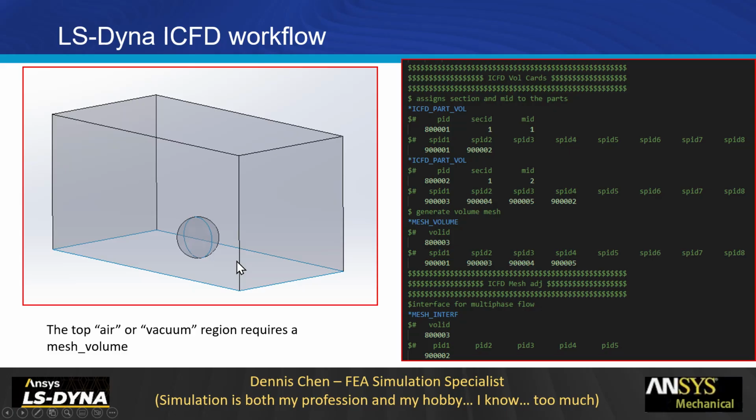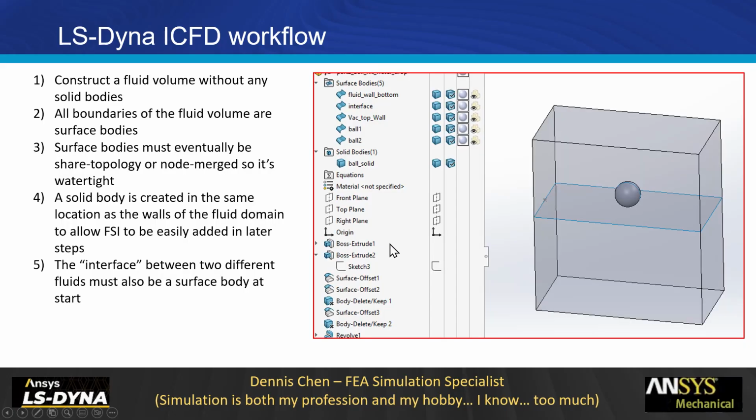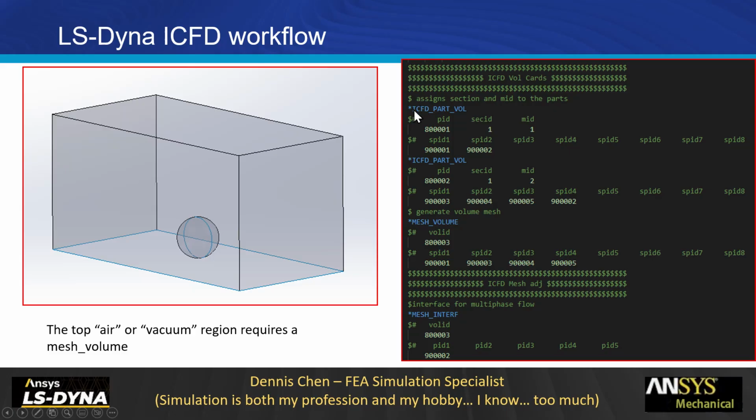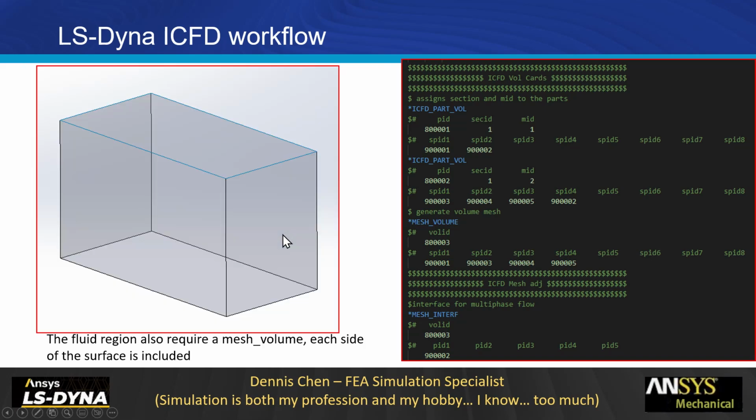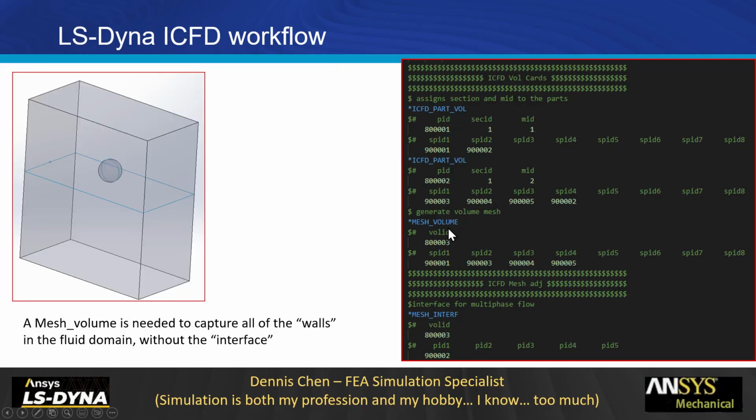The same thing as before, right? We still have the top region, which is the top half, and it's going to be assigned to one part. So you need to do an ICFD part volume for all of the surface that you see here. Then we need to do an ICFD part volume for the second half of that. This surface body, which is shared between the two, is included in both keywords. What we also need to do is a mesh volume.